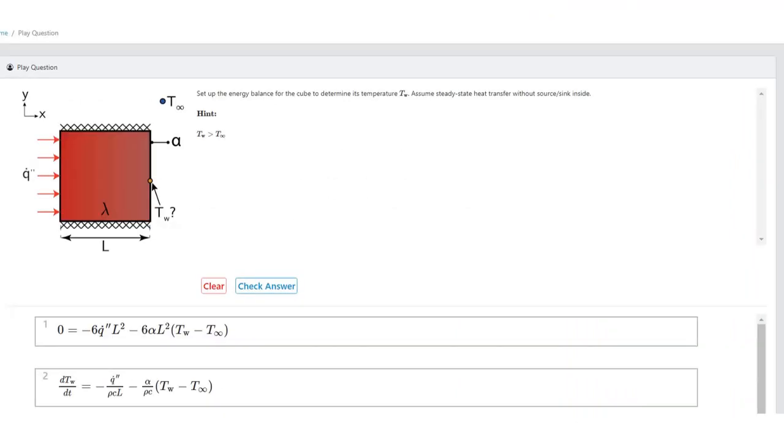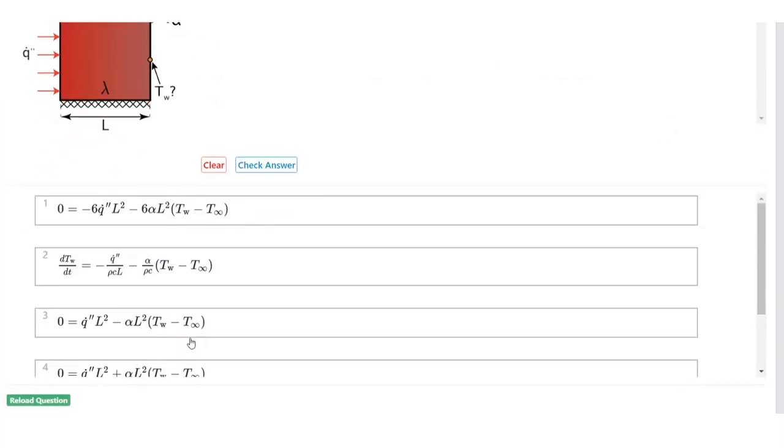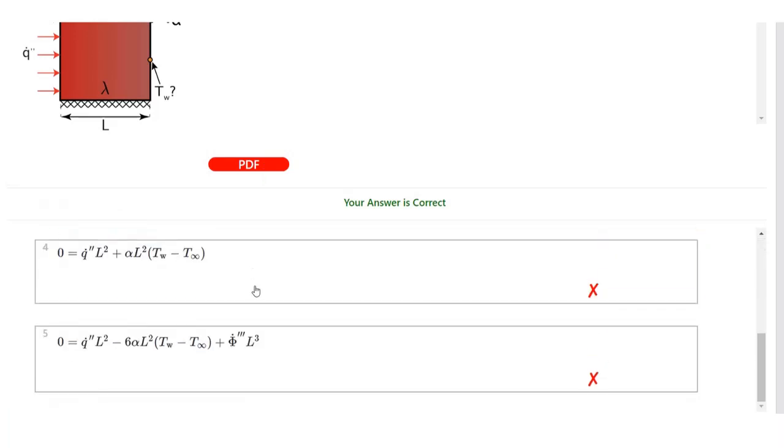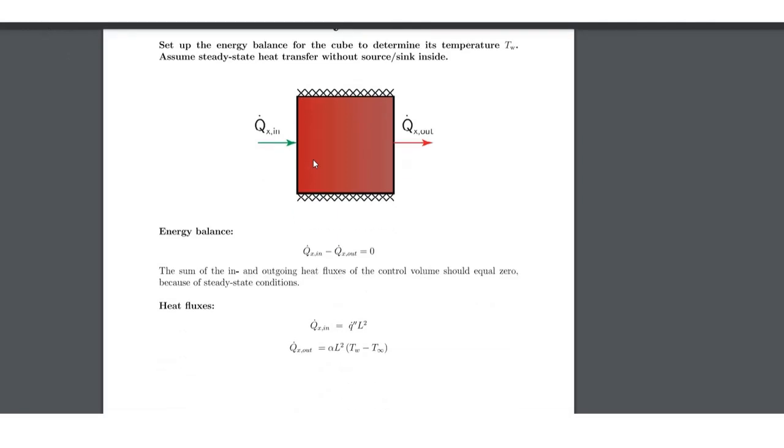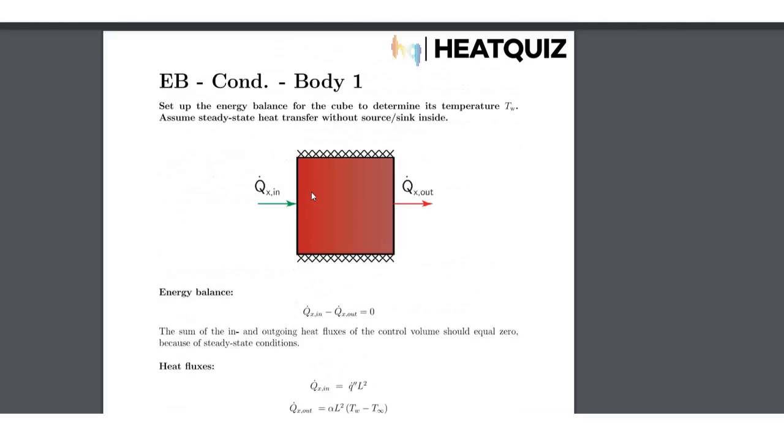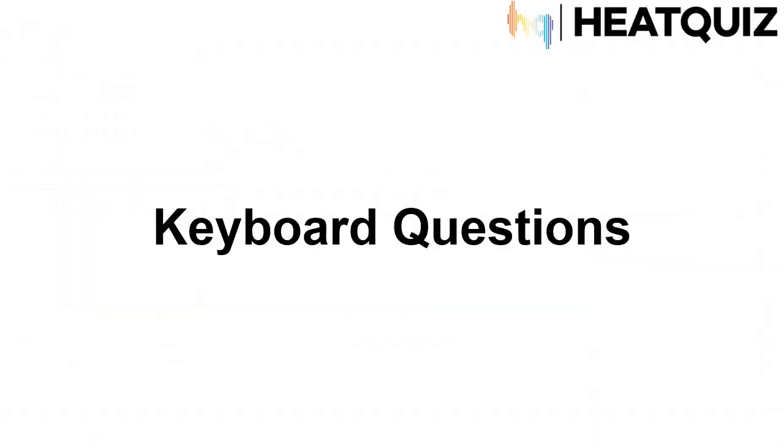So here we have a task where we have to set up an energy balance and select the correct answer from the available options. In this case, only one is correct, but there are some questions where multiple answers might be correct. So we'll pick the answer that we think is correct. And indeed, it is. In the case we've gotten it wrong, or we don't understand why this is the correct answer, a large number of the questions have a PDF file attached to it where the answer is explained as well.